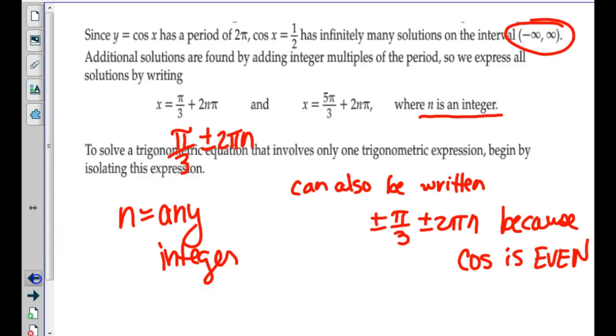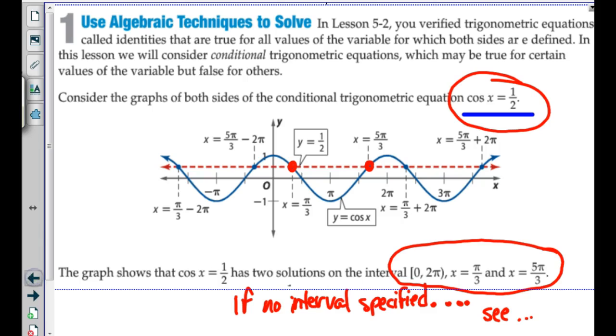Cosine is weird. Cosine is the only one that this works for. Cosine and its reciprocal. If you chose that solution, and this solution, like we just did, and say it repeats every 2 pi. But this solution right here is 2 pi away from this one. Does everybody see that?